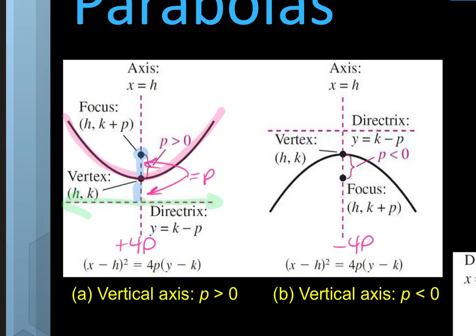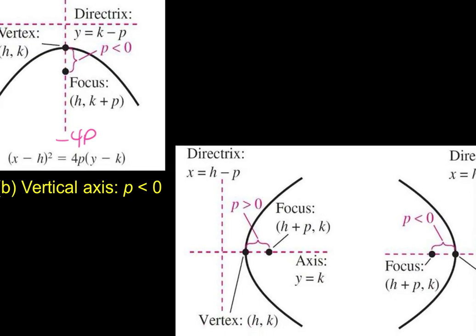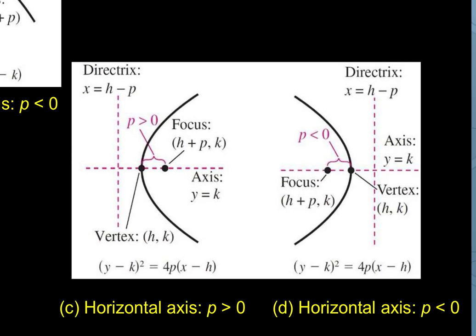And then on the right-hand side of your slide, now you've got your horizontal parabolas. These are when the y is squared. When the y is squared and it's a positive 4P, it points to the right. Negative 4P, it points to the left. But again, the distance from the vertex to the focus or vertex to the directrix is still the same value. It's still P.